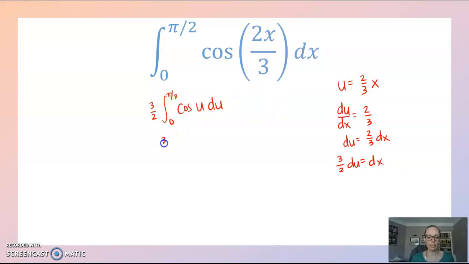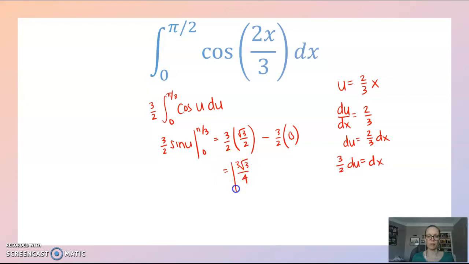Then I'm going to find my antiderivative. So the antiderivative of cosine of u is sine of u, and that is what I'm evaluating from 0 to pi over 3. We need to know our unit circle well, so get that out and study that if you're still working on those values. But I have 3 over 2 times sine of pi over 3, and sine of pi over 3 is going to be equal to the square root of 3 over 2. And then I have 3 over 2 times sine of 0, and sine of 0 is going to be equal to 0. And so what I have here is 3 square root of 3 over 4 for my final answer.